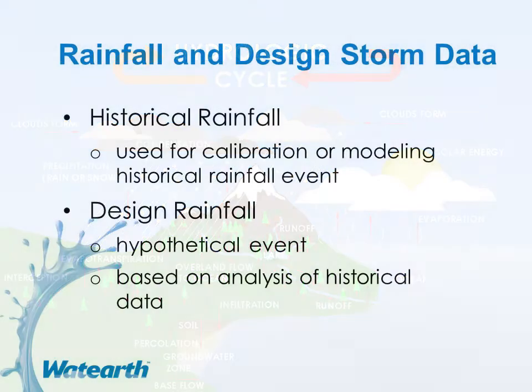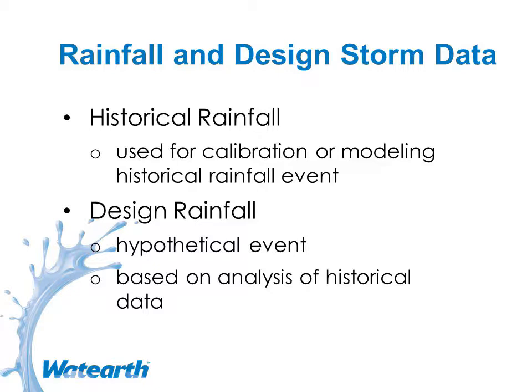Most of the work, frankly, is going to involve design storm events, which are synthetic events based on statistical analysis of actual rainfall or historical data. Historical rainfall would be more like gauge data if you want to either model, say, 10, 20, 30 years of record rainfall, or maybe you just want to calibrate to a specific historic rainfall event. Tropical Storm Allison, a lot of things were calibrated to that back in 2001.